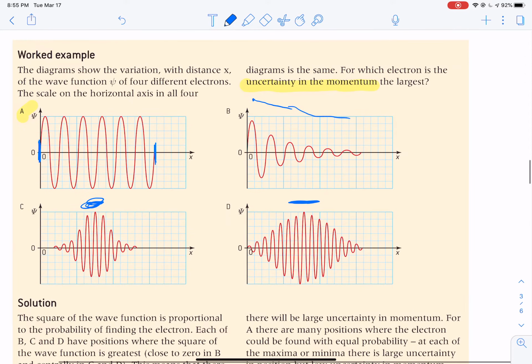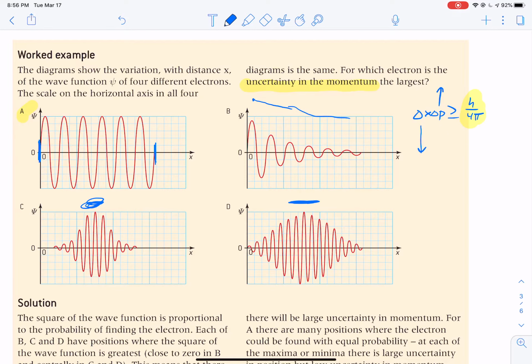So I'm going to use my equation, delta x times delta p is greater than or equal to h over 4 pi. We're looking for uncertainty in momentum, but actually, we don't really need that, honestly. We can just tell that if we want a big delta p, considering that all the stuff on the right here is a constant, then I need a small delta x. I need the graph where I know the position of the electron the best.